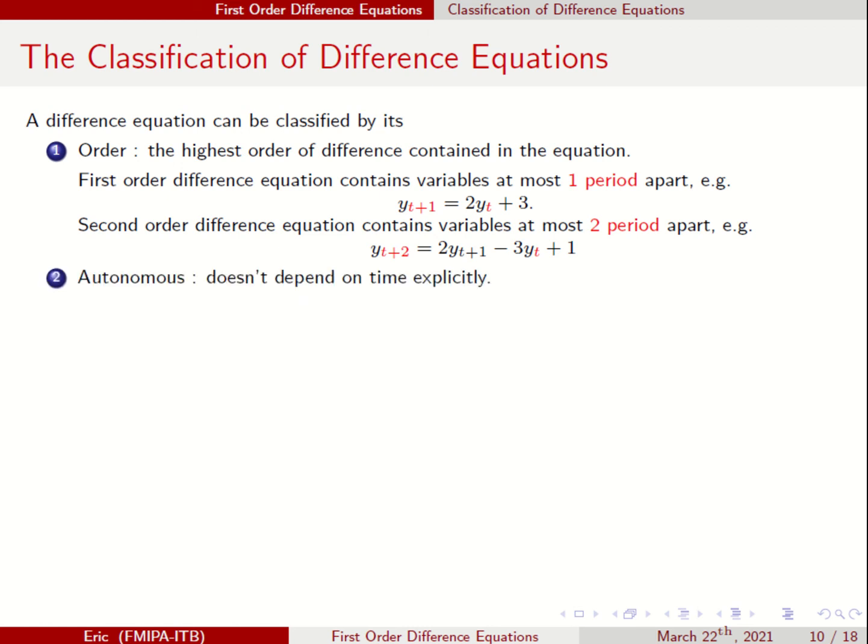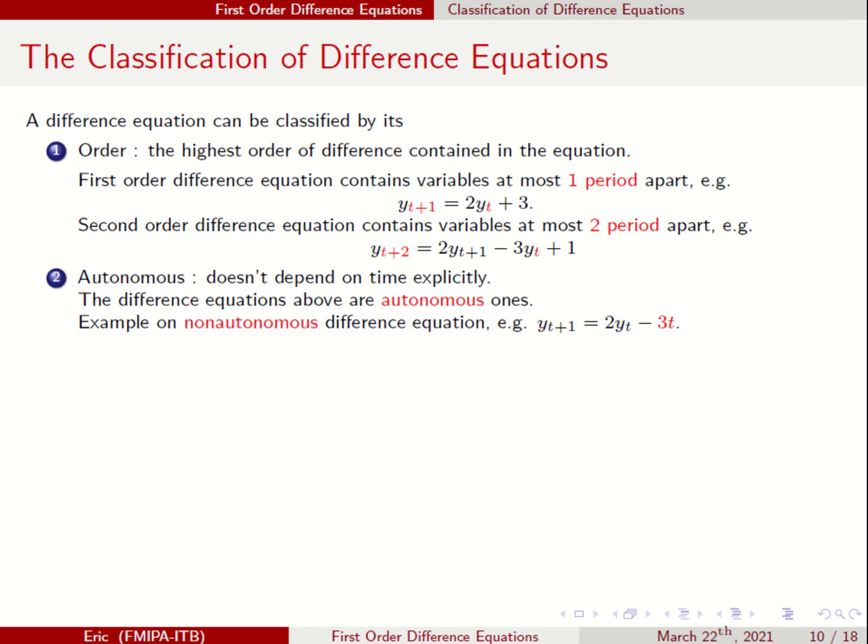And what about autonomous? Autonomous means it doesn't depend on time explicitly. So this doesn't depend on time explicitly, and this doesn't depend on time explicitly either. What is an example of non-autonomous? This is an example because you have minus 3t, so this depends on time explicitly.